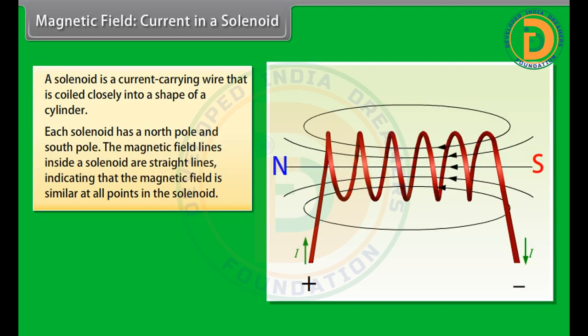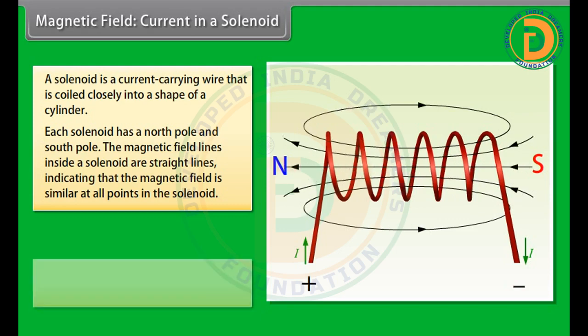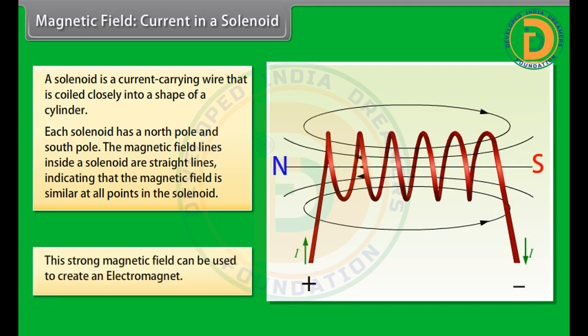The magnetic field lines inside a solenoid are straight lines and indicate that the magnetic field is similar at all points in the solenoid. This strong magnetic field in the solenoid can be used to magnetize magnetic materials. This type of magnet is called an electromagnet. Force of current-carrying conductor.